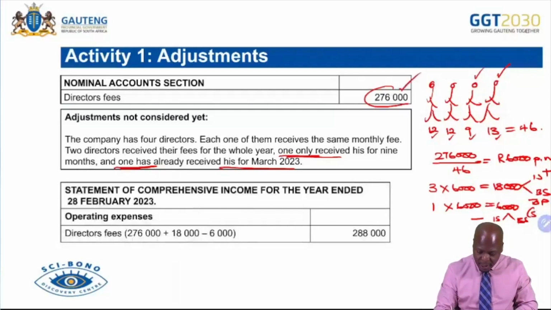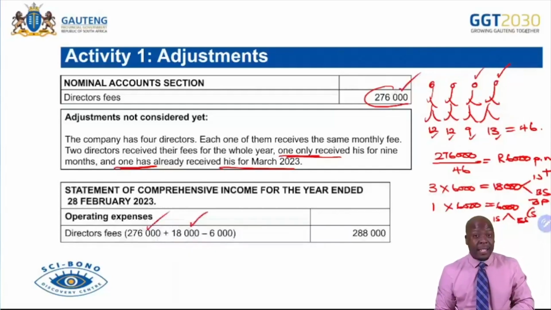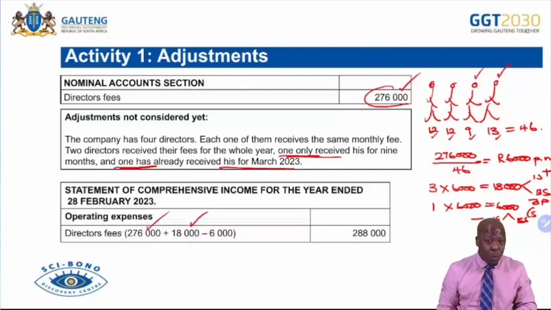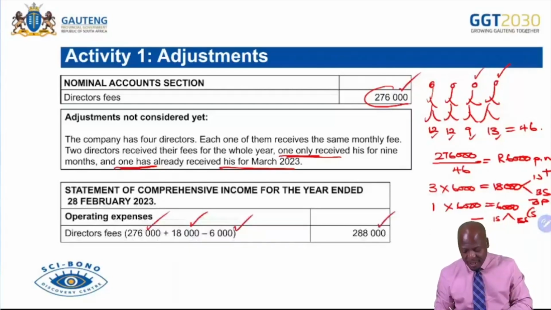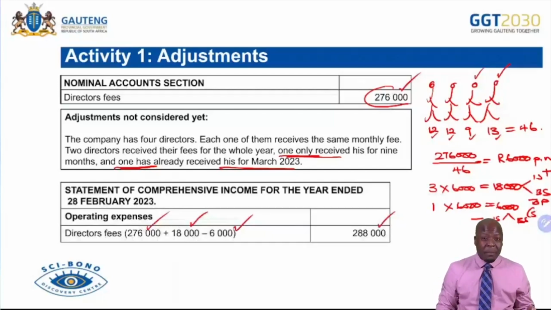Remember the 276 from the list of balances. Then the first one is this guy here who was owed for 3 months. So we add the 18,000 that we are owing him. And then the next one is for the guy whom we paid in advance. Then we say minus 6,000, and that is that one there. If we're doing the statement of financial position, remember, you're going to come to your trade and other receivables and the trade and other payables as well. Okay. Can I move on? Thank you. Let's move on.